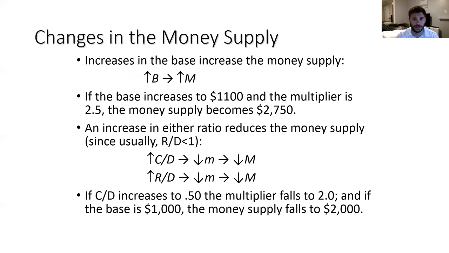So if the central bank is worried about controlling the money supply, it would need to, for example, expand the base in order to respond to a reduction in the multiplier, to offset that reduction in the multiplier.